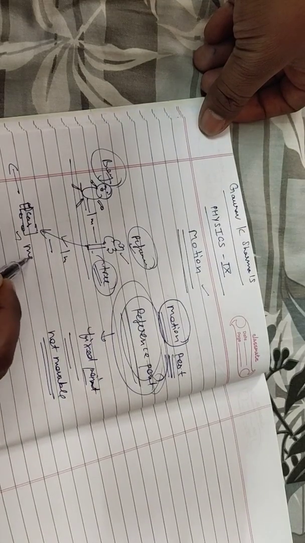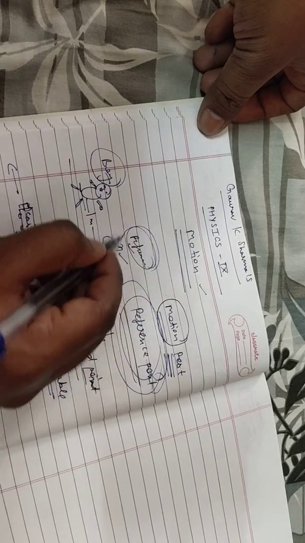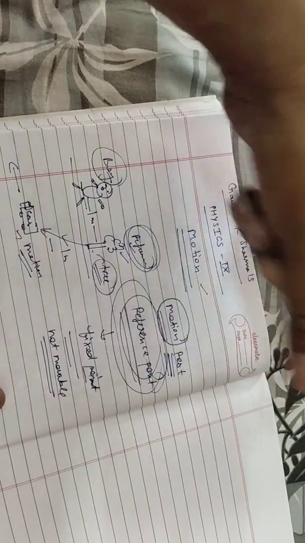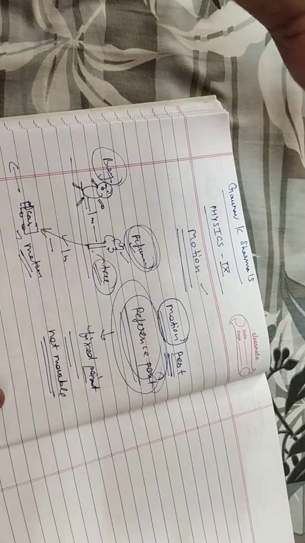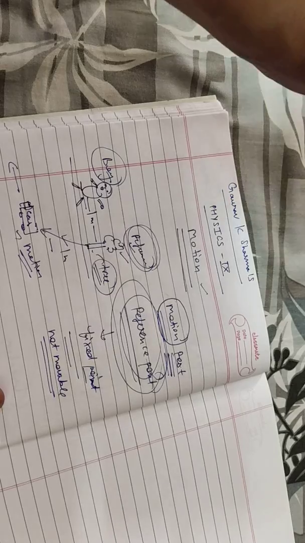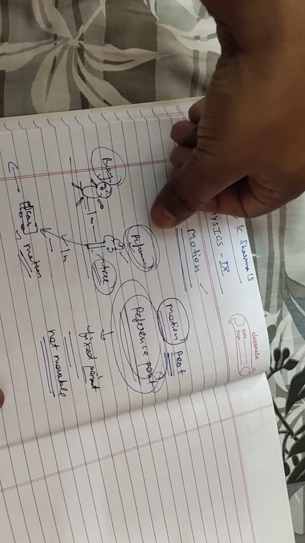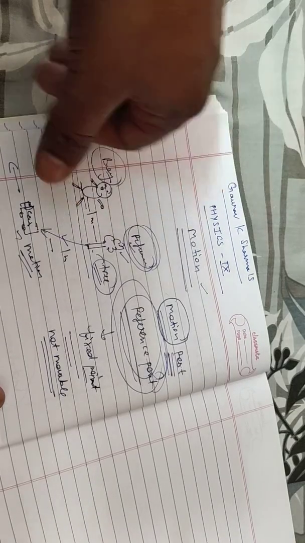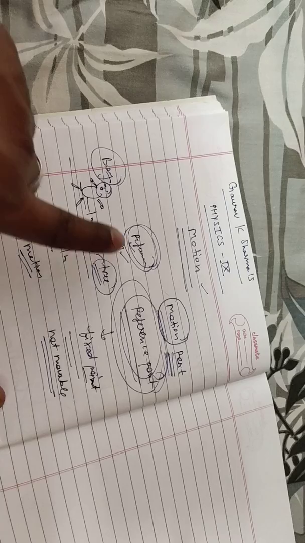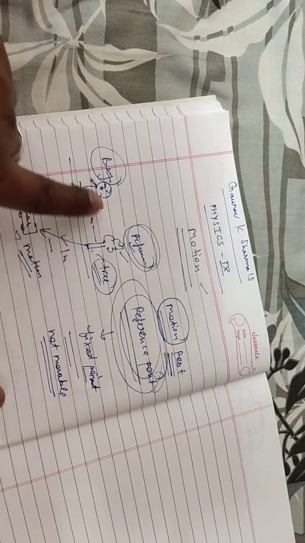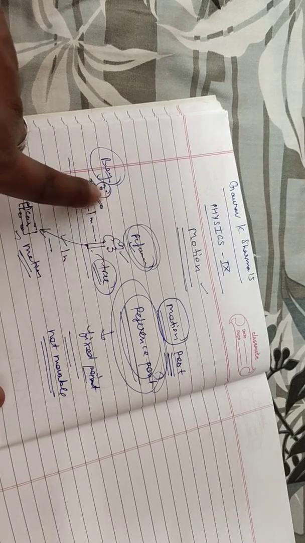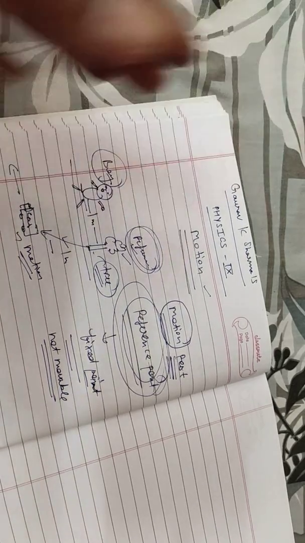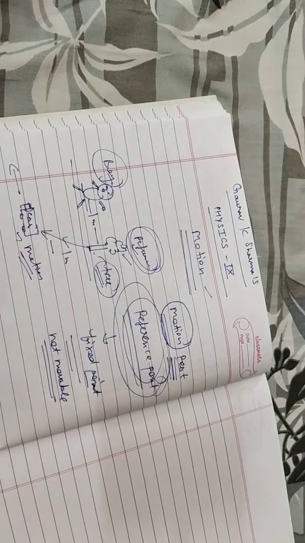Is that clear? If a body changes its position with respect to a reference point with time, a reference point must be there in order to describe the position of the body. If with respect to the reference point the position is changing with time, you can say the body is in motion. If the position does not change with time, you consider it at rest. So motion and rest are interrelated terms.